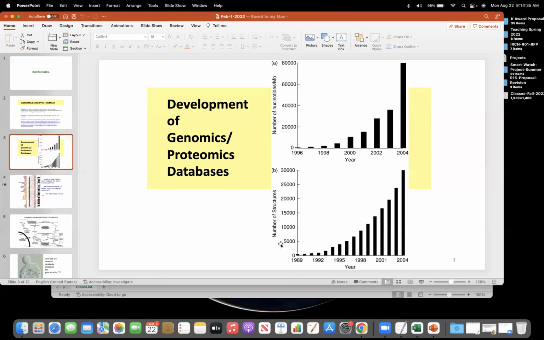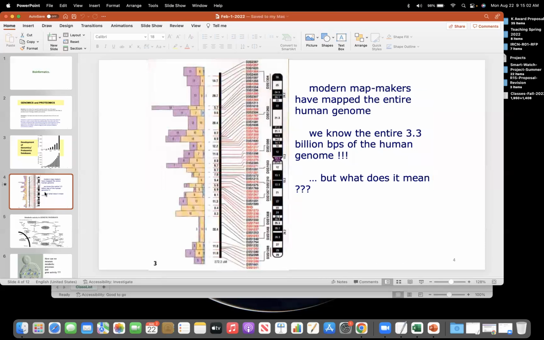So that is the development of genomics and proteomics databases, and we'll be looking into some of these data sets, and I will also introduce you to these databases, right? So what exactly is this database, and how to deposit your data, how to retrieve your data, and so on. So this is just a map marker, right?